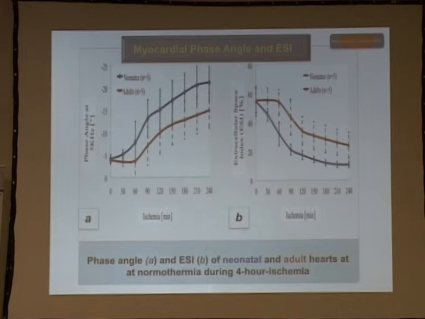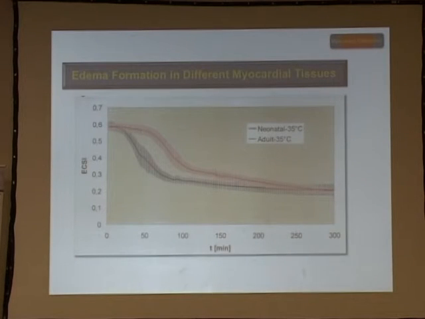And here is the time course for 5 hours. You see, the extracellular space index is the same in the neonatal and the adult group. But the neonatal group develops an edema by far faster. And at the end, after 5 hours, they reach the same value.